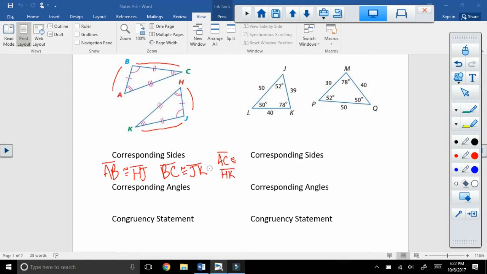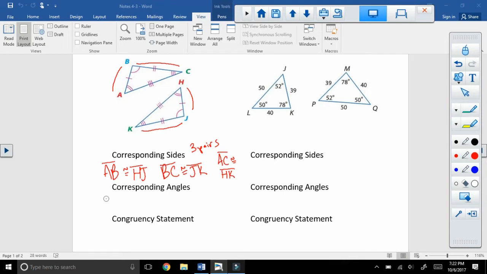So just writing those out, because these are triangles, they will have 3 pairs of corresponding sides. If they were quadrilaterals, you would have to write out 4 pairs. Looking at the angles is even easier because they are marked. And if you're ever not sure what the corresponding or matching sides and angles are, look at the markings in the picture.